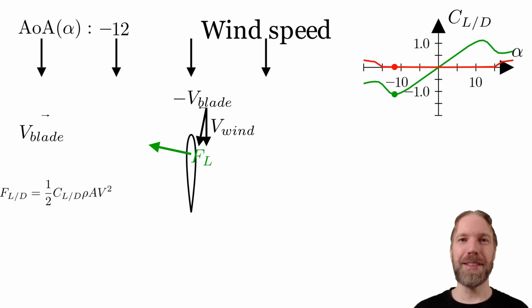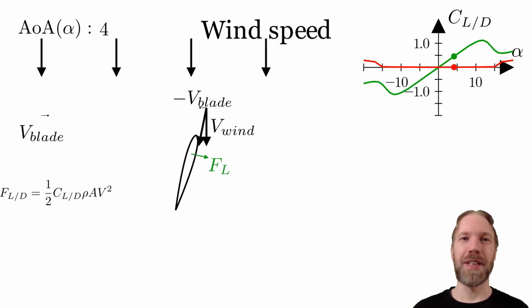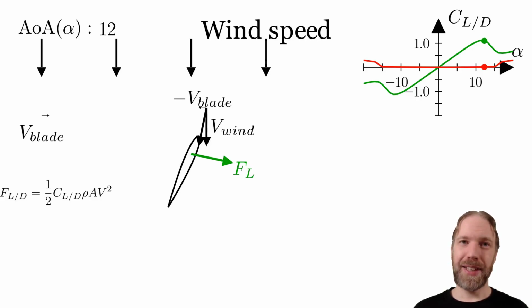If we instead pitch it to an angle of attack that is 12 degrees with respect to the new relative wind direction, we get our forward pointing lift force back, and the blade can accelerate to even higher velocities. In this video, the length of all vectors are drawn to scale with respect to the other vectors of the same variable.